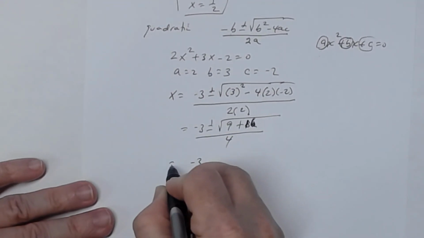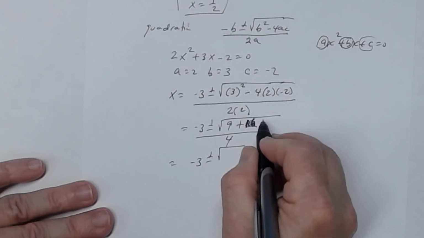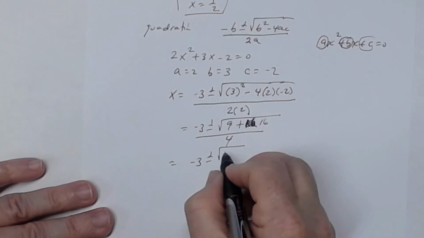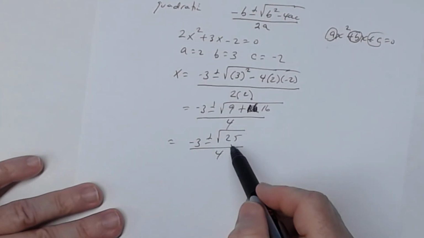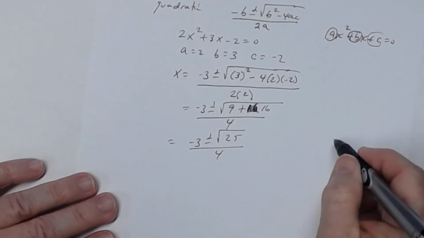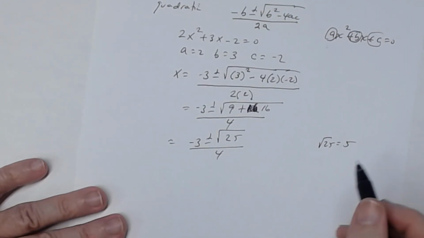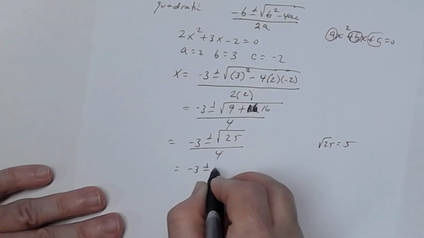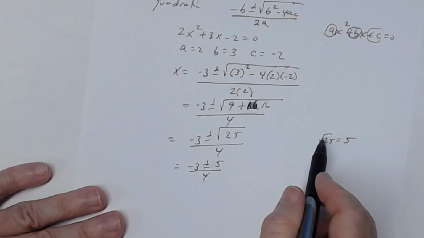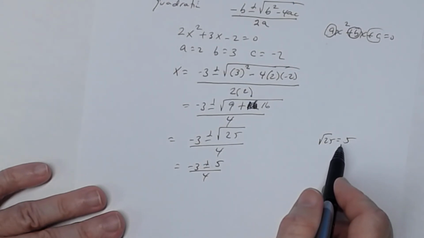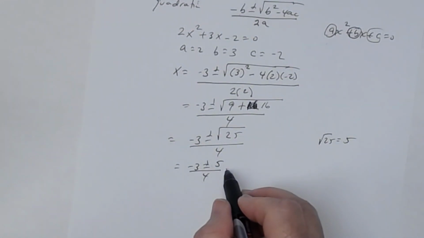So I get negative 3 plus or minus the square root of 9 plus 16. 9 plus 16 is 25, all divided by 4. Now you need to simplify your radicals whenever possible. 25 is a perfect square, so that means that the square root of 25 is going to equal 5, because 5 times 5 is 25, right? So this becomes negative 3 plus or minus 5 divided by 4. Don't put the square root of 5, because remember, the square root of 25 is 5, not the square root of 5.